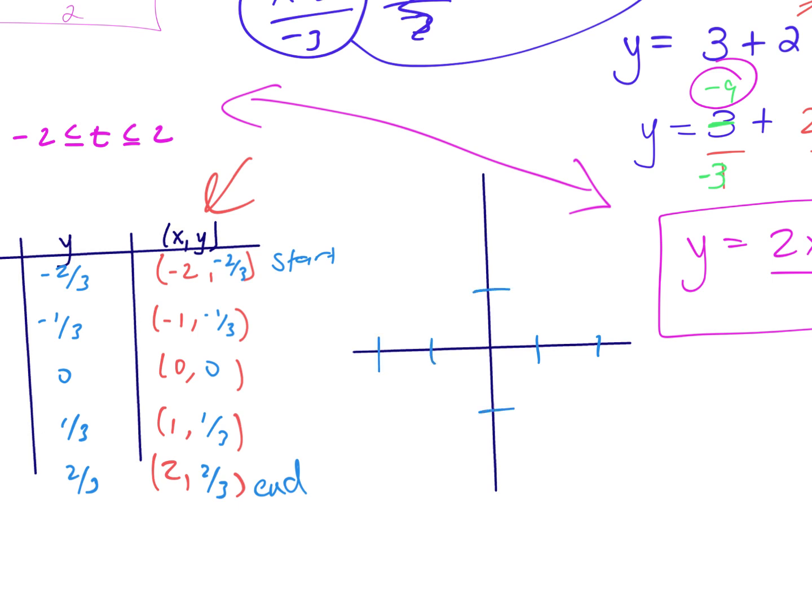So negative 2, negative 2/3. So negative 2, negative 2/3-ish. Negative 1, negative 1/3-ish. 0, 0. 1 and 1/3. And then 2 and 2/3. So I'm going to start at this point here and go here. And then what do I need to have on here to show the proper graph? I need my arrows to show my orientation.